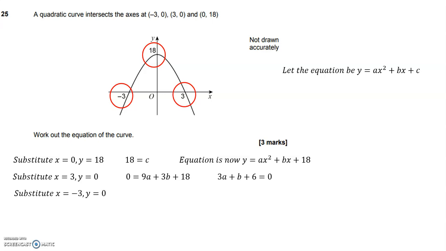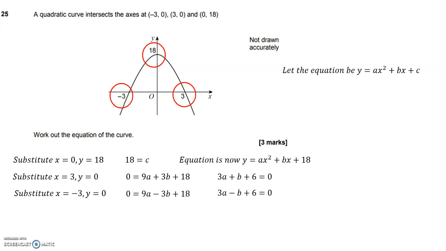substitute x is -3 and y is 0, I get that 0 equals a times -3 squared. Now -3 squared is 9, so 9a, and then plus bx, that will be -3b, plus 18. And cancelling out by dividing through by 3 there, I get that 3a minus b plus 6 equals 0.